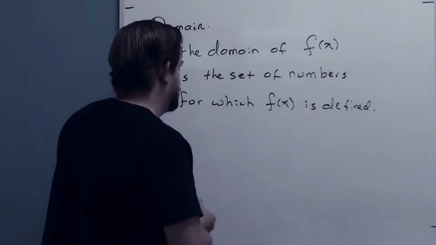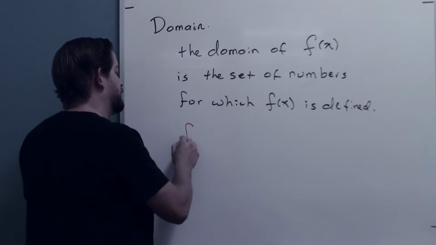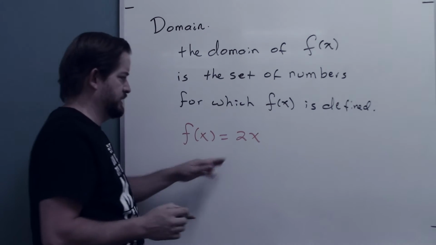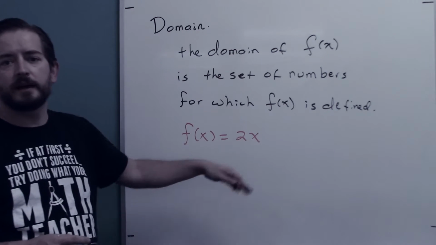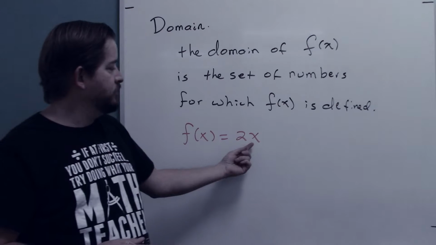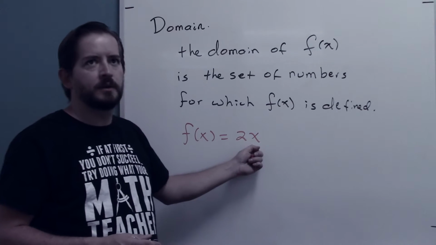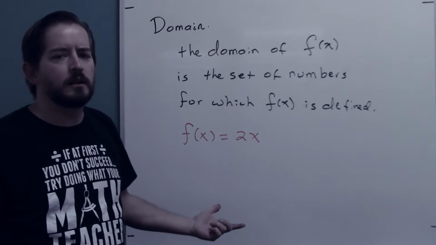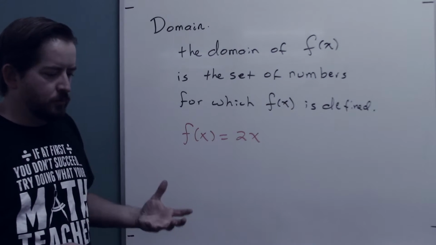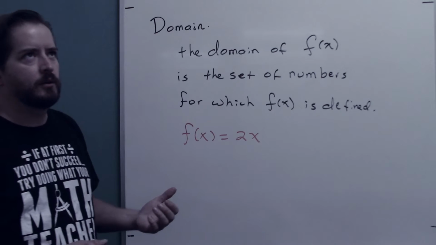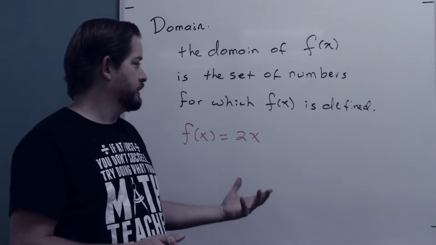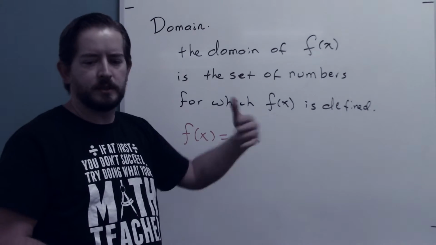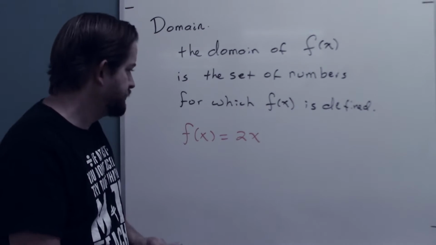So if we're looking at simple functions like a polynomial, or something very simple like 2x, if my function is 2x, I have to think what number could I double and get a valid output, and that's all of them, right? So we really try to look at where it falls apart, where things don't work. Are there any numbers I can't double? Well, no, because every number could be doubled.